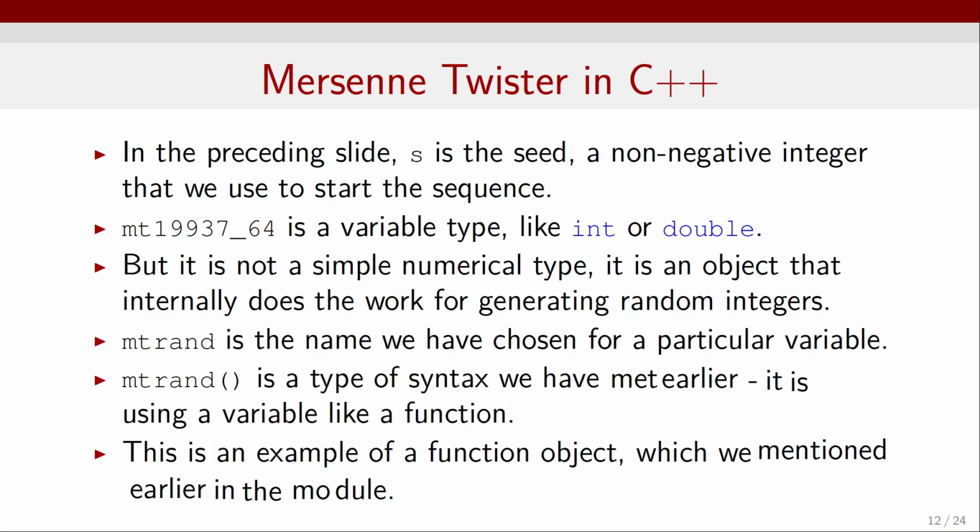Now, mt_rand is the name we have chosen for a particular variable, and mt_rand followed by open and closing round brackets is a type of syntax that we have met earlier. It is using a variable like a function, and this is an example of a function object which we have discussed earlier in the module.